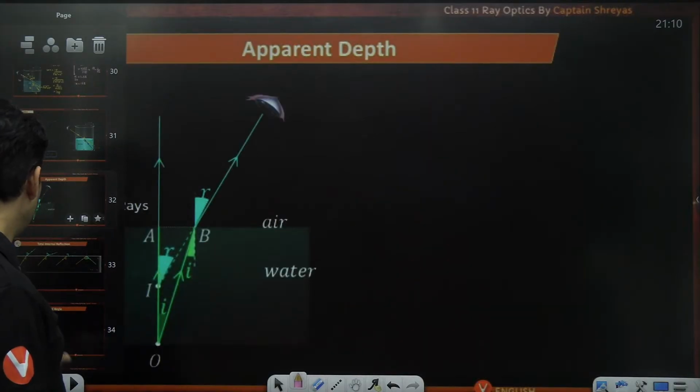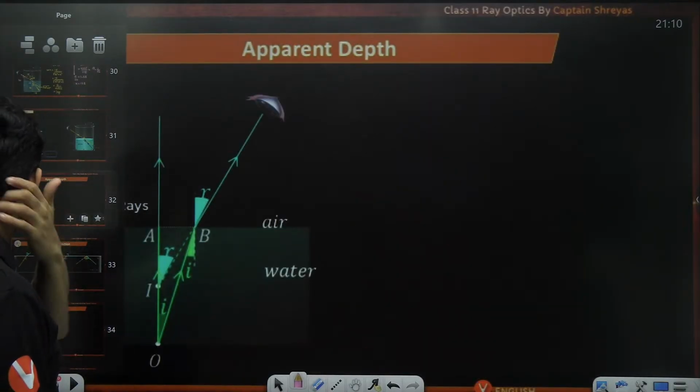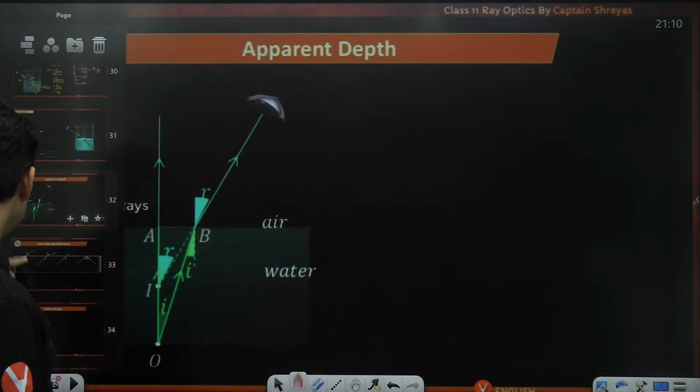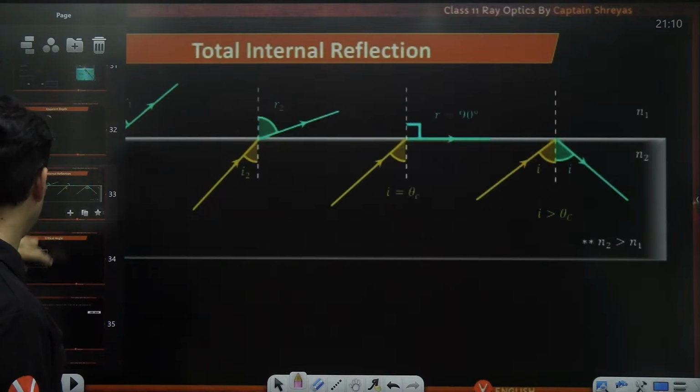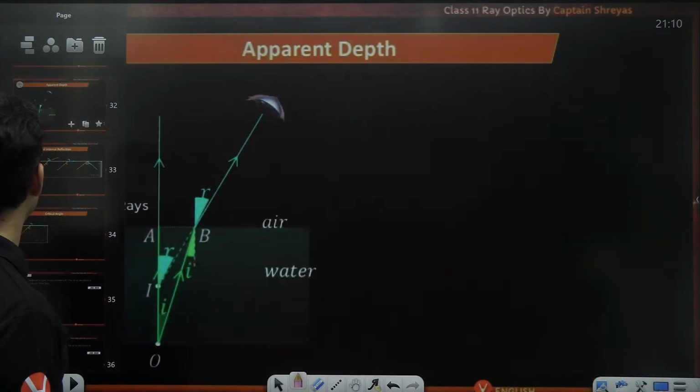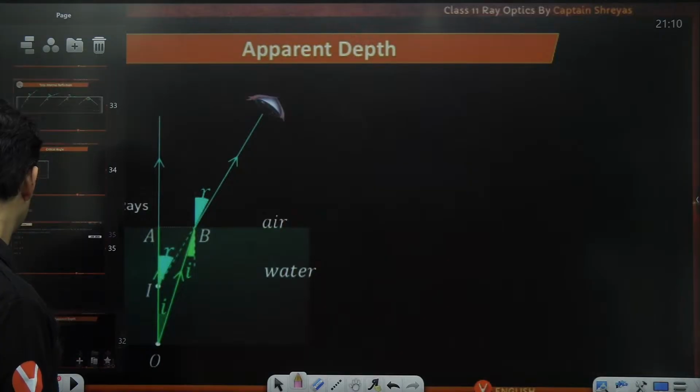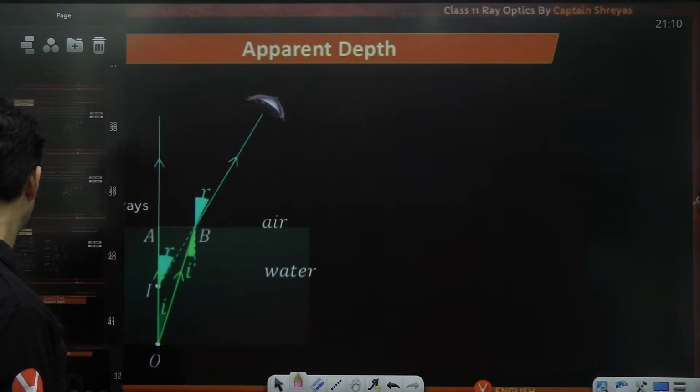Okay. Now let's go to the next concept, which is the concept of total internal reflection. Apparent depth will come later on. I think the slide mistakenly came here. One second, guys.